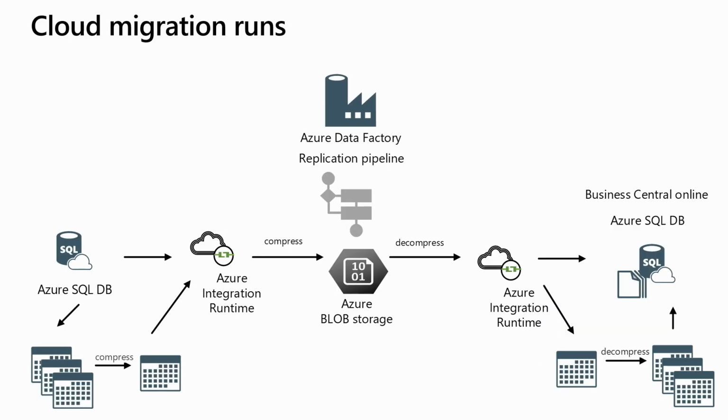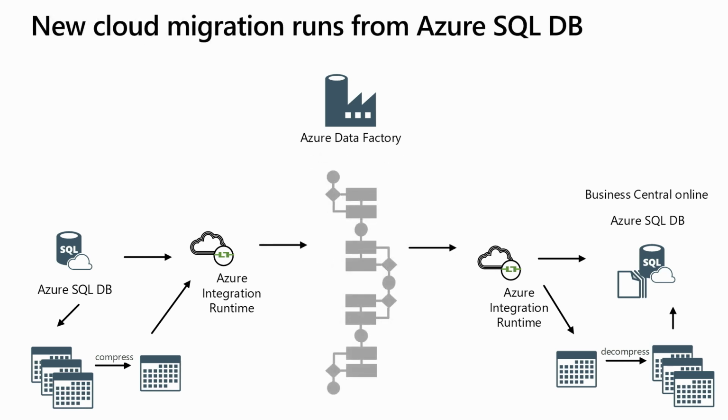In short, this is what the migration flow from Azure SQL used to look like before 2023 Wave 1. Data coming from this Azure SQL database was compressed and then moved through the Azure integration runtime to a staging blob. This staging blob was then decompressed, moved through a different Azure integration runtime to eventually move the data to your Business Central Online database.